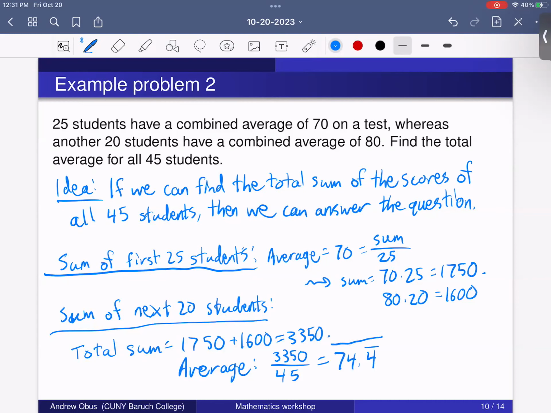So 74.4. We saw William with the original idea that the total would be 75. That's a very good guess, right? Because you've got a bunch of people with a 70 average and a bunch of people with an 80 average. So when you combine them together, yes, it's a repeating decimal. That's the bar above the 4, which means the repeating decimal. When you combine them, you'd think the average would be between 70 and 80, so 75 would be right in between.